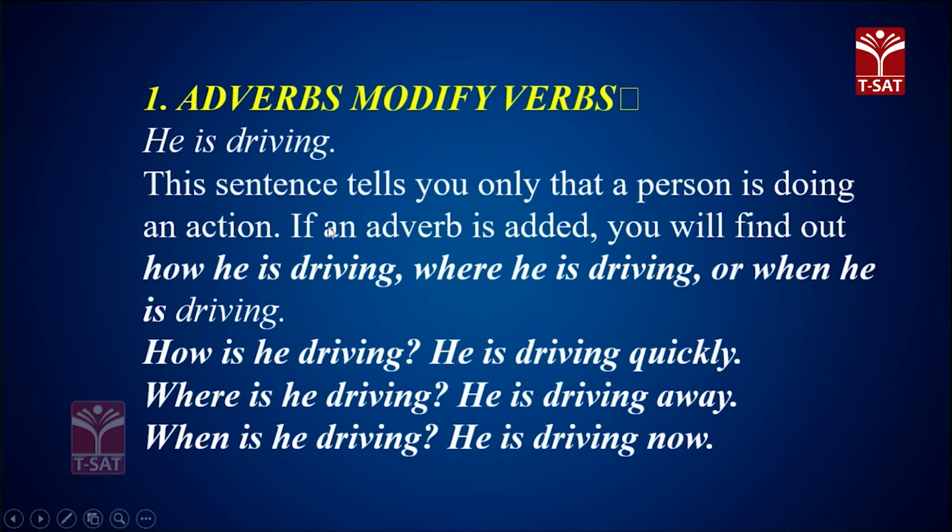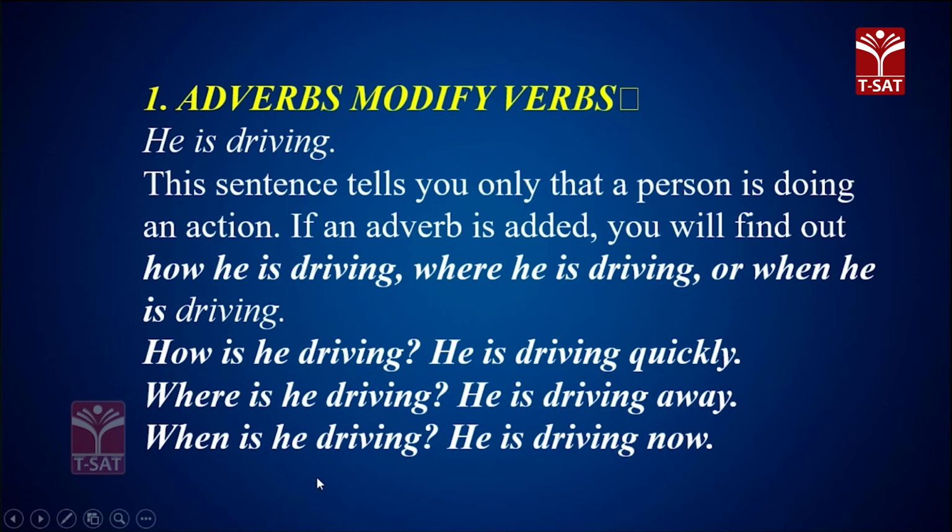Now, take a simple sentence here. He is driving. The sentence tells that how a person is performing an action. He is driving, that is it. If any adverb is added, you will find out how the rate of action is taking place. How he is driving, where he is driving, or when he is driving. Now, look at these sentences. How is he driving? He is driving quickly. You can also mention he is driving slowly. Quickly, slowly. These are two adverbs you can make use of here. Where is he driving? He is driving away.